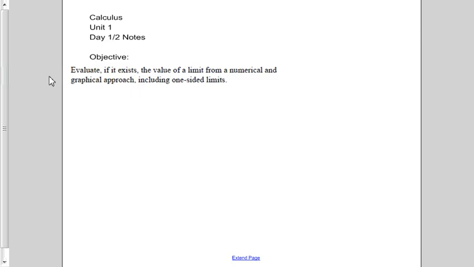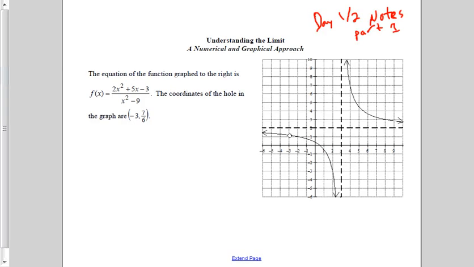Calculus, Unit 1, Day 1-2 notes. Our objective is to evaluate, if it exists, the value of a limit from a numerical and graphical approach, including one-sided limits. So when we talk about numerical and graphical approach, usually there's a rule of 4 for limits.